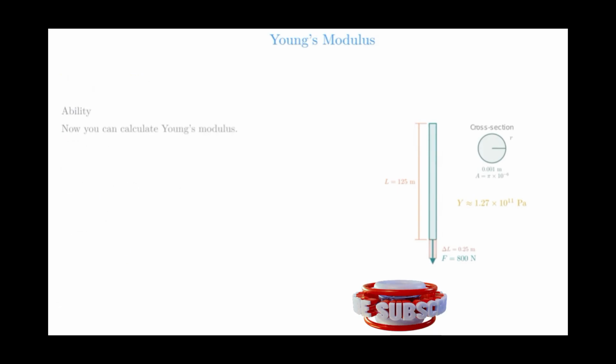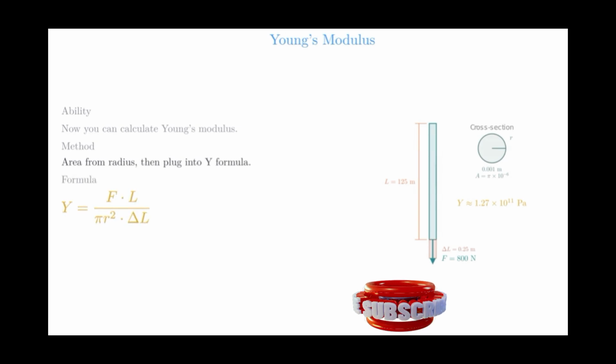Now you can calculate Young's modulus for any wire or rod under tension. First, find the cross-sectional area from the radius, then plug everything into the formula. Y equals F times L over pi r squared times delta L. About 127 gigapascals, typical for a metal like copper.